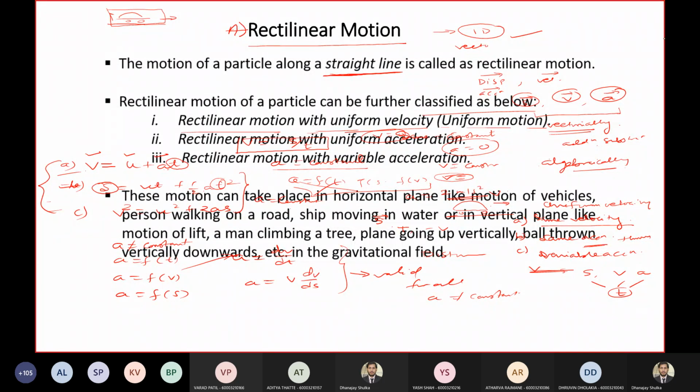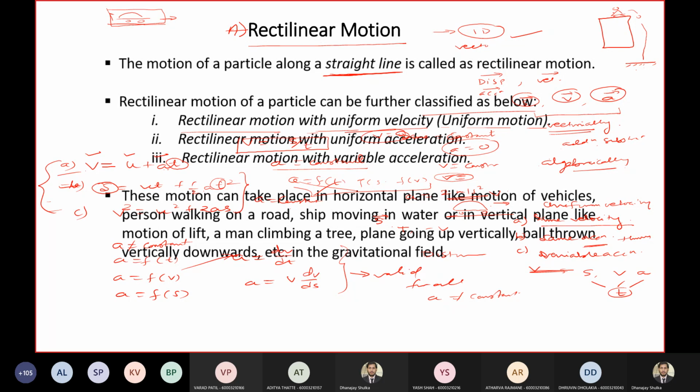Let's say, for example, this is a tower, and at the top of the tower there is a boy standing, and he is dropping a stone from the top of the tower. So I ask, how much time will this stone take to reach the ground? The body is dropped from the top of the tower. It is performing a rectilinear motion, but in the vertical plane under gravity. So that is a kind of rectilinear motion in the vertical plane.